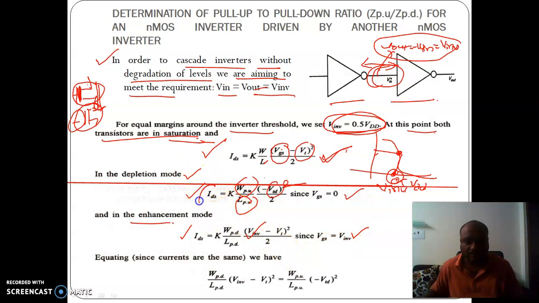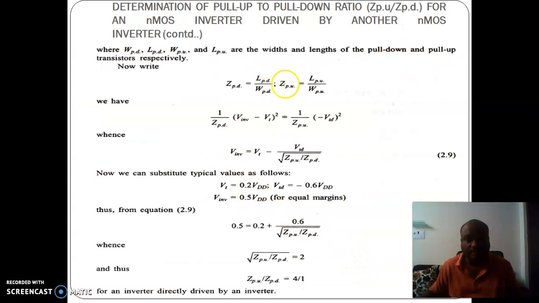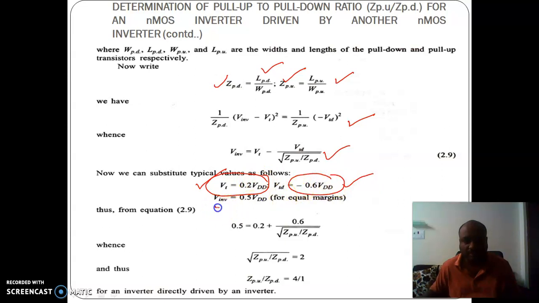As the same current flows through both devices, we can equate these two equations. Rearranging the terms with L by W ratio as Z and solving, applying the typical threshold values of 0.2 VDD for the enhancement mode and minus 0.6 VDD for the depletion mode, with Vinv as 0.5 VDD, the result is a ZPU by ZPD value of 4 by 1, which is a very important typical value for an inverter.